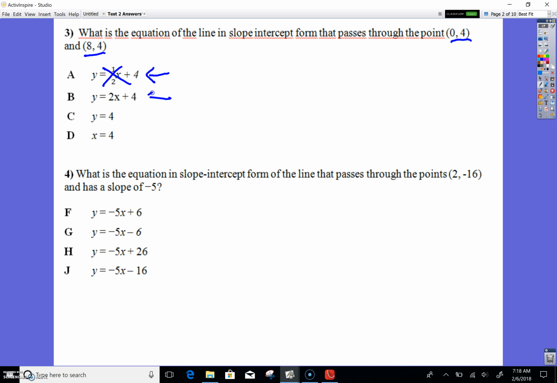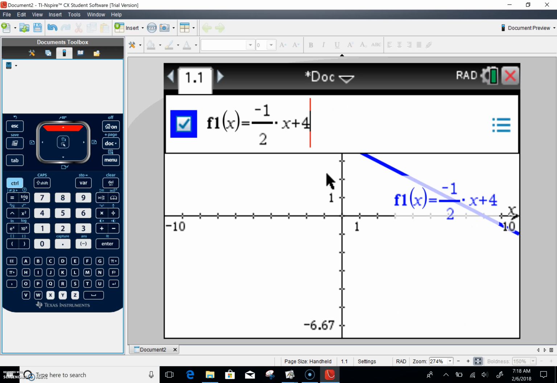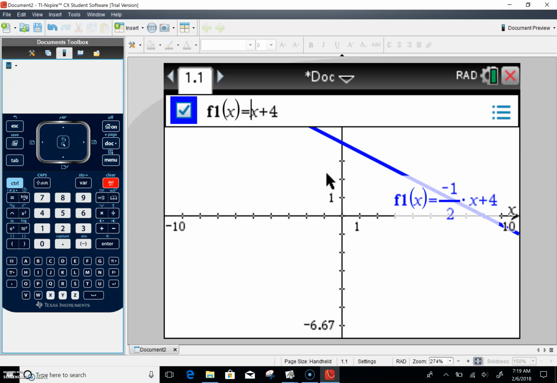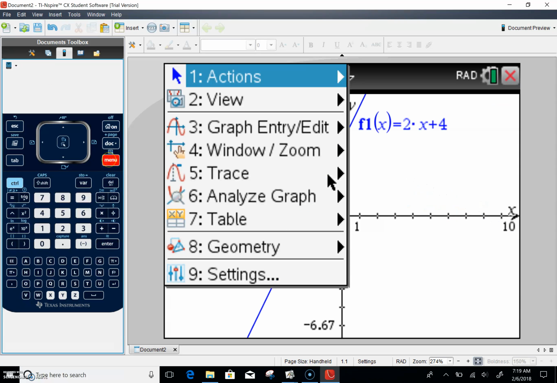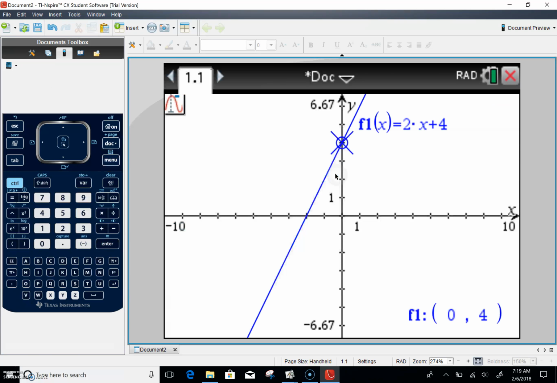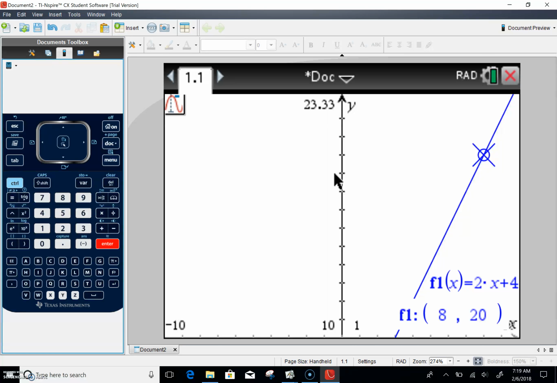Then you can try the next one, 2x plus 4. Tab, and I change my equation. So I put 2x plus 4. Menu, trace, graph trace, 0, 4 is good, but then when I put 8, 8 is 20, which is not good.